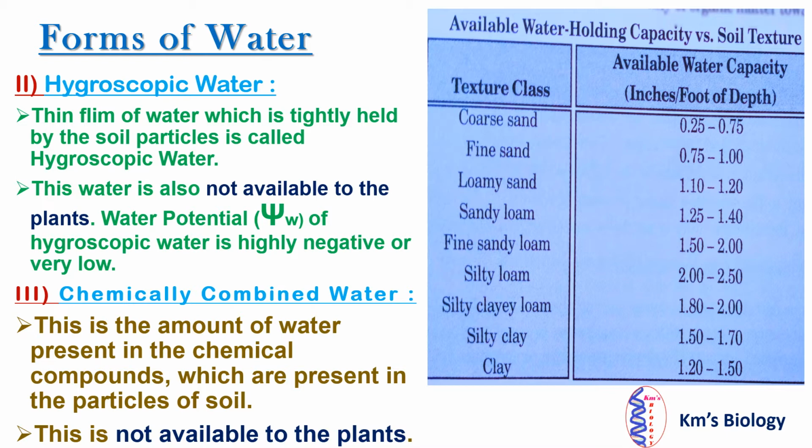There is a relation between available water holding capacity and soil texture. In one column, the soil texture class is mentioned, and in another column, the available water holding capacity is mentioned. In the case of silty loam soil, water holding capacity is highest, and in the case of coarse sand soil, available water holding capacity is minimum.